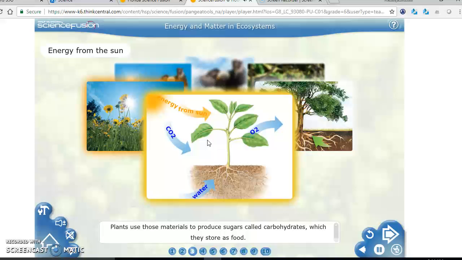Plants use those materials to produce sugars called carbohydrates, which they store as food. The food is what provides plants with energy. As a byproduct of photosynthesis, the leaves give off oxygen gas. Coincidentally, animals use this oxygen to breathe.